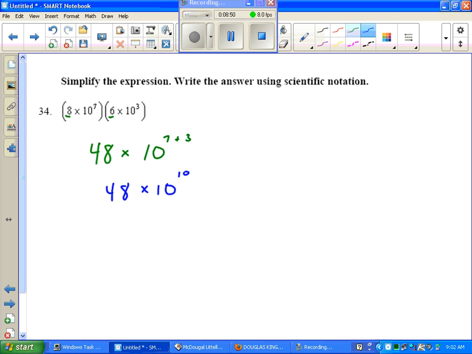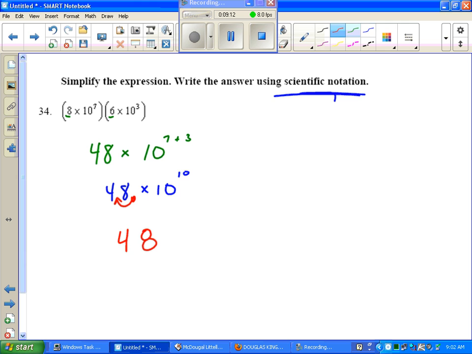But 48 is not scientific notation. It says write it in scientific notation. This is almost scientific notation, but that number 48 has to be between 1 and 10. So you can't change the number 4 and the number 8. You can just change where the decimal is. It's right after the number 48, so we have to move it 1 more time to the left.